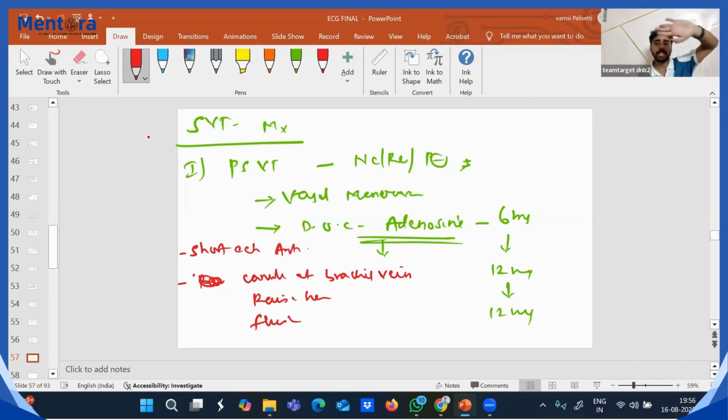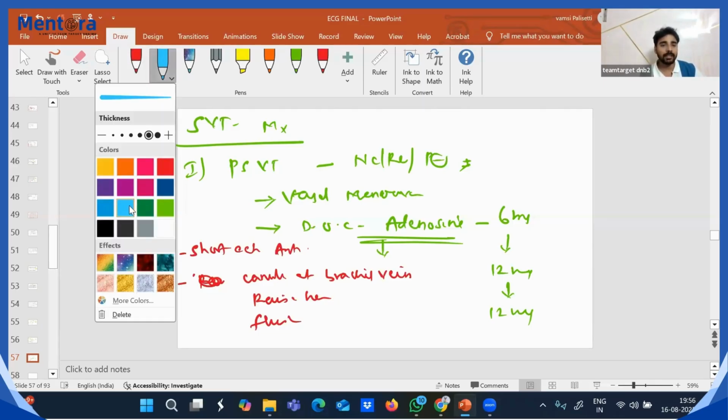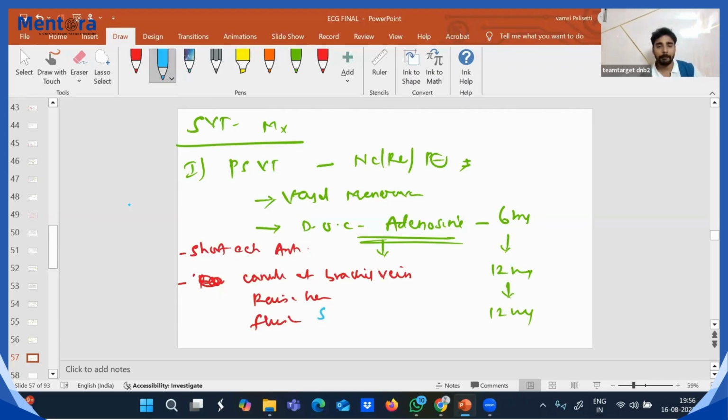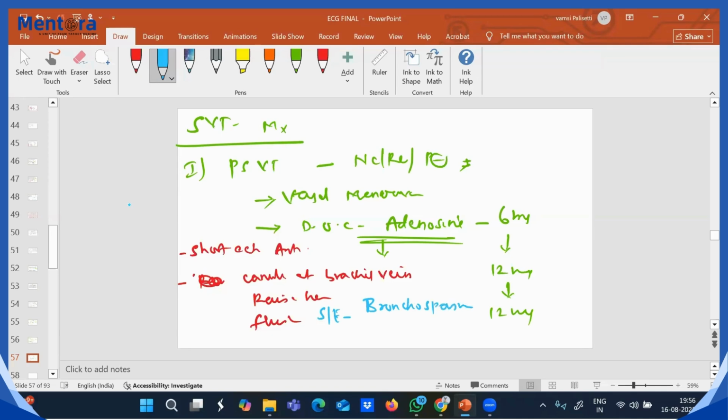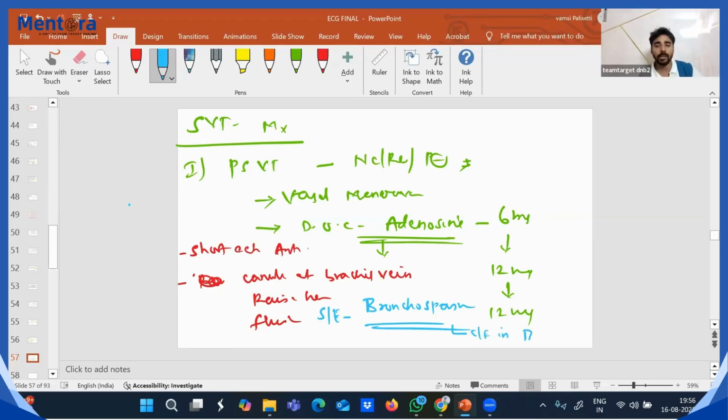6 mg, 12 mg, 12 mg. One more important point, maybe they will definitely ask. What is the side effect? AV block. Bronchospasm. Very important, because it's a bronchospasm, it is contraindicated in patients with bronchial asthma or COPD. These 3-4 points you have to remember definitely.